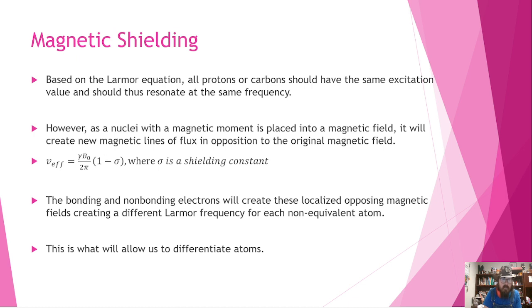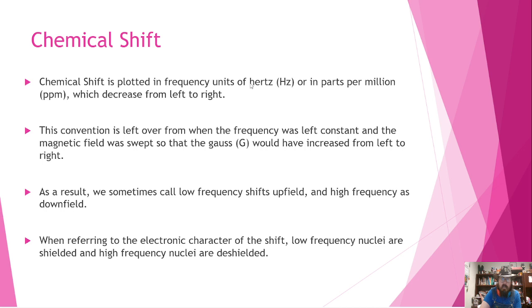This shielding is going to change their Larmor frequency. Depending on what things are bound to determines where these nuclei excite. This is going to result in different chemical shifts. So one hydrogen is not equivalent to another hydrogen unless they are symmetric. So, we're going to measure things as chemical shift.